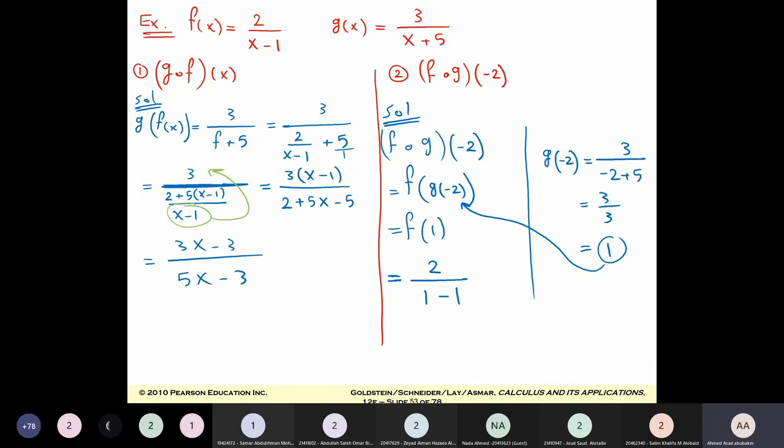Undefined. The denominator becomes zero, Ziad. Yes, error. So this equals 2 over 0, so this is undefined. Okay, we cannot find f composite g at negative 2. Why? Because after substituting negative 2 in g we have 1, and substituting 1 in f we have 2 over 0, so this is undefined, because the denominator equals 0.